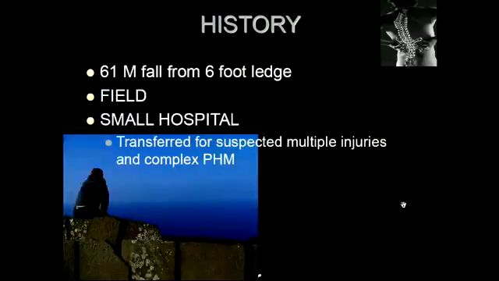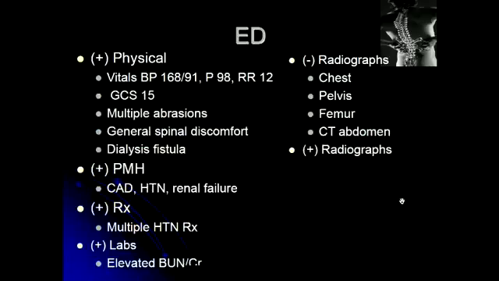The next case was an older male, fell off a 6-foot ledge. He was transferred from the field to a small hospital, and he had a complex past medical history and suspected multiple injuries, so he was transferred to us. On physical in the ER, his vital signs are remarkable. His Glasgow Coma scale is 15. He had multiple abrasions, but the main thing he had was generalized spinal discomfort.